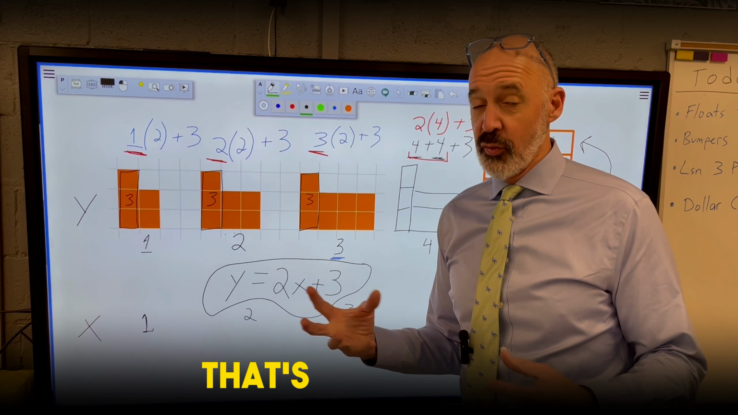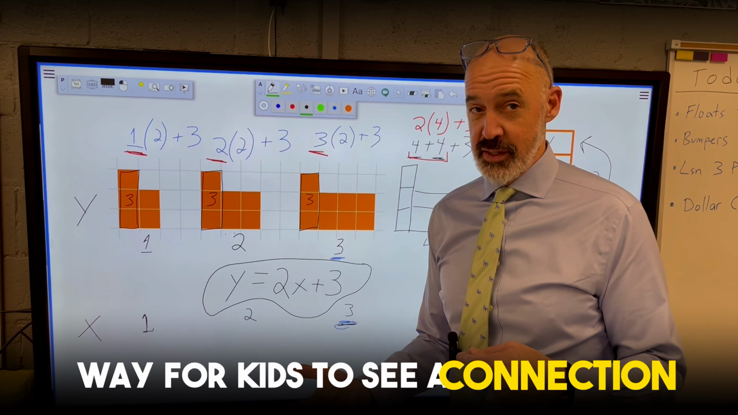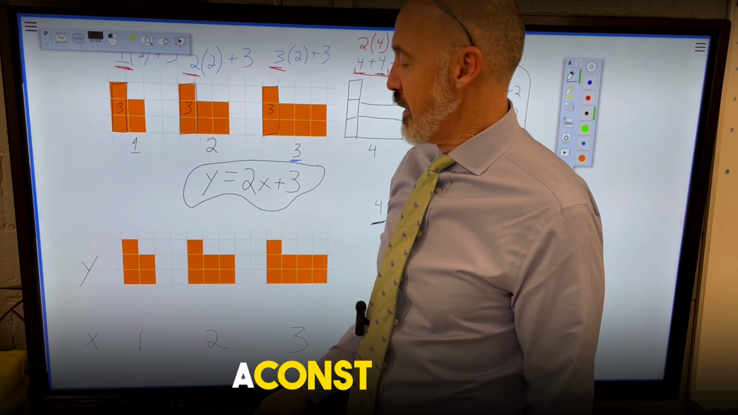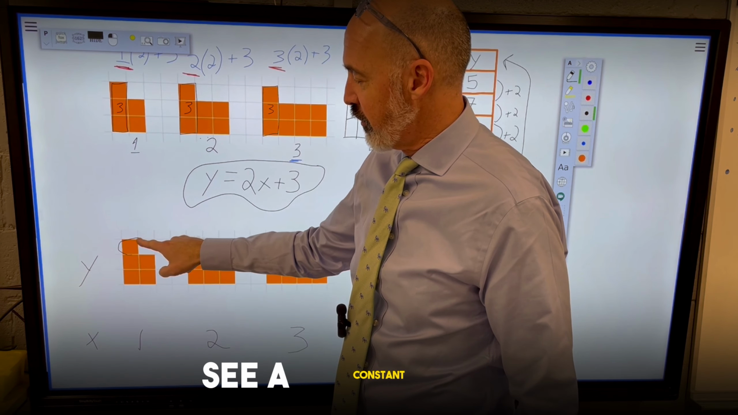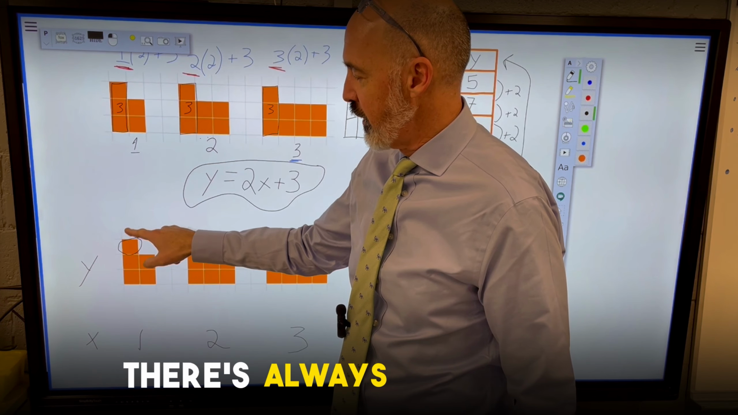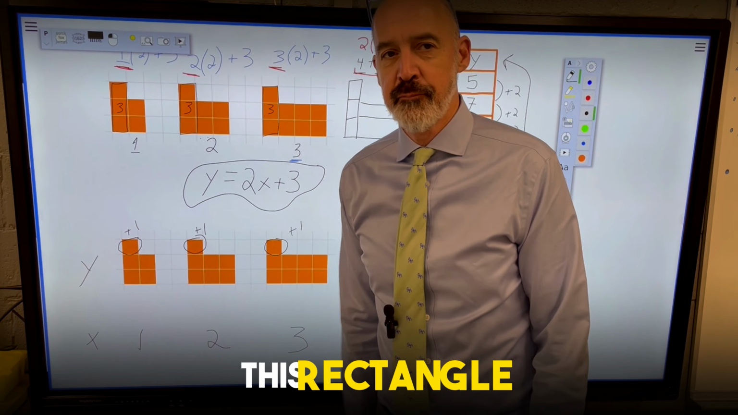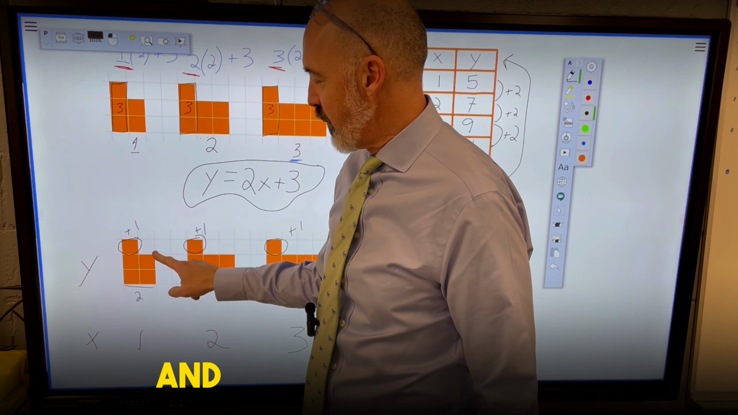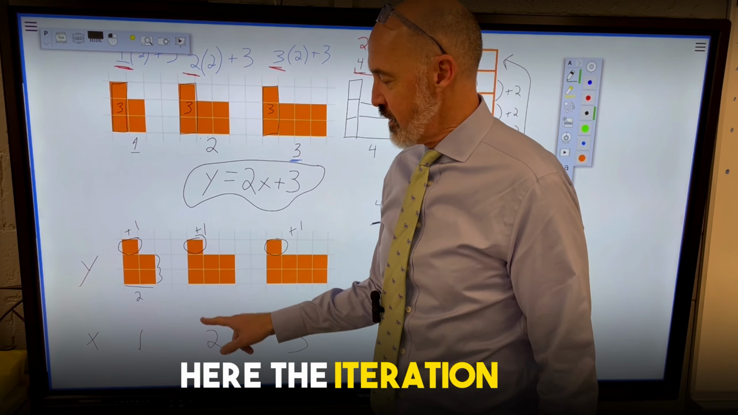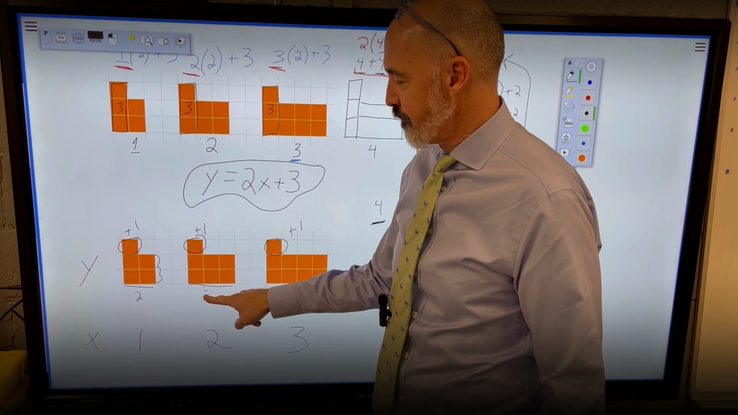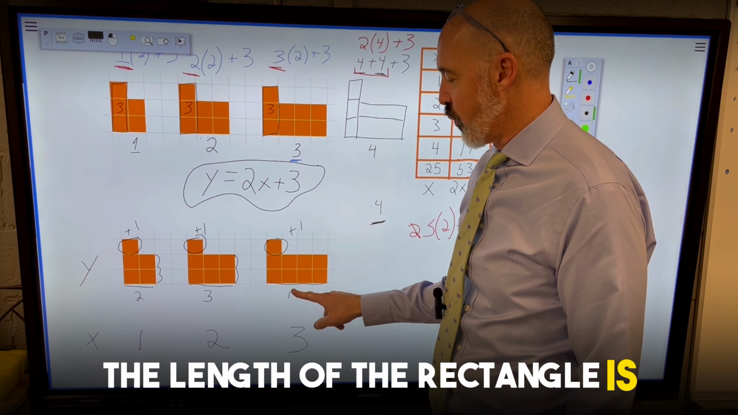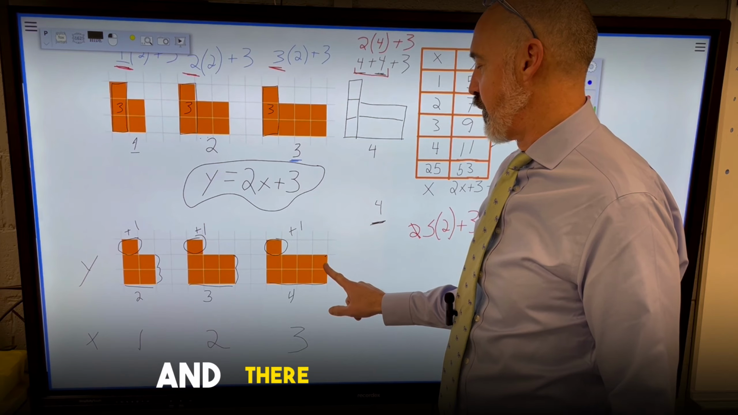There is another way that's a really cool way for kids to see a connection. Another way to see this equation is right in here. I could, instead of seeing a constant of 3, some students might see a constant of 1. There's always a rectangle and then 1 more, which makes sense. Now, how can we think about this rectangle? Well, here the iteration is 1, but the length is 2, and there are 2 rows. Here, the iteration is 2, the length is 3, and there are 2 rows. Here again, the length of the rectangle is 1 more than the iteration number, and there are 2 rows.